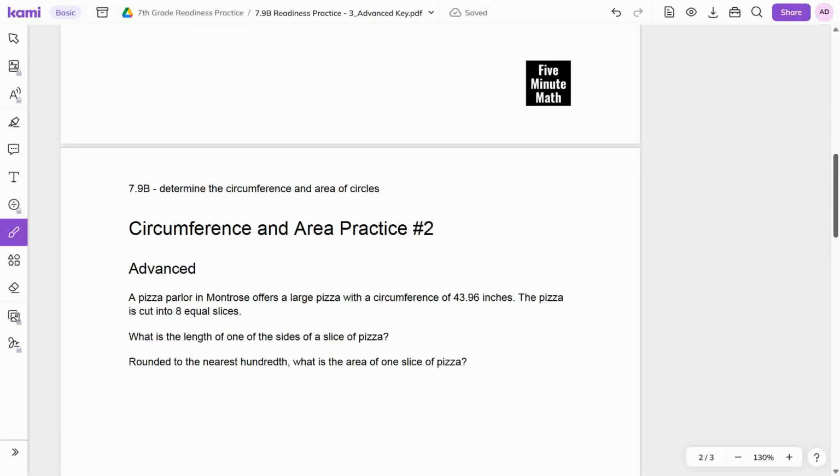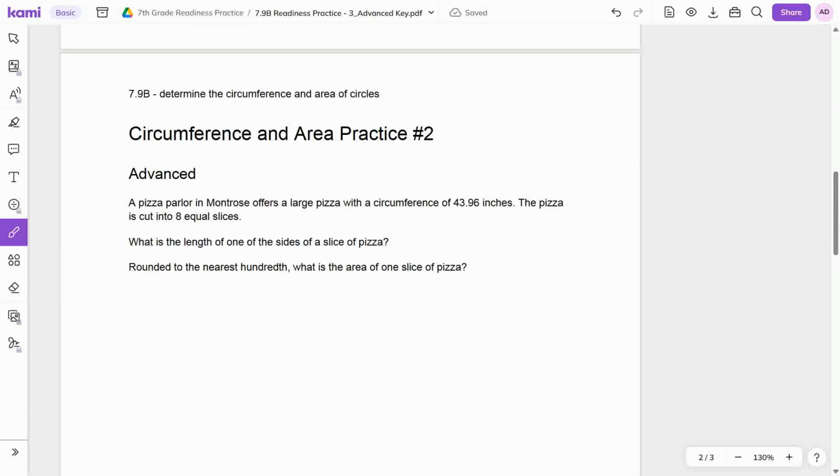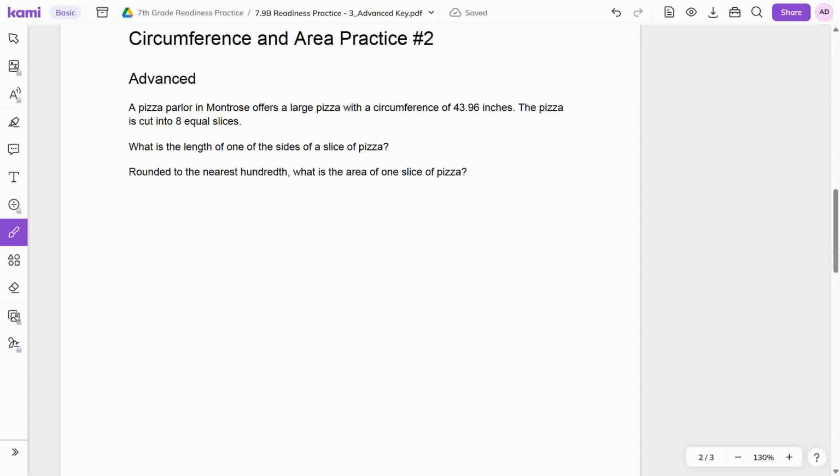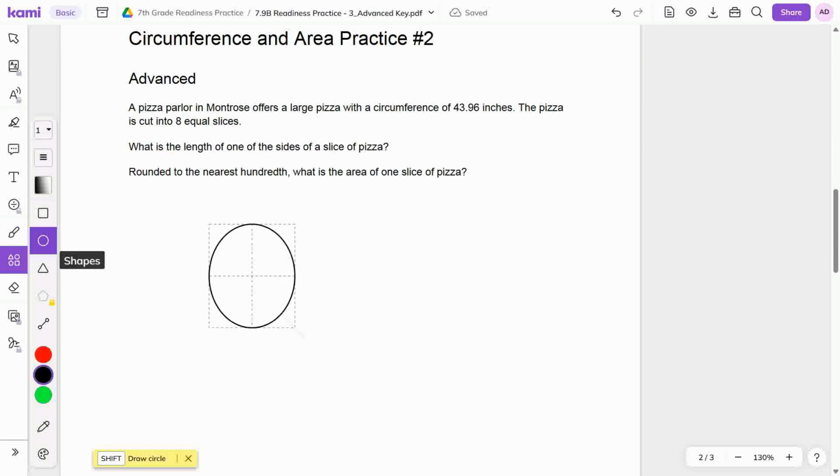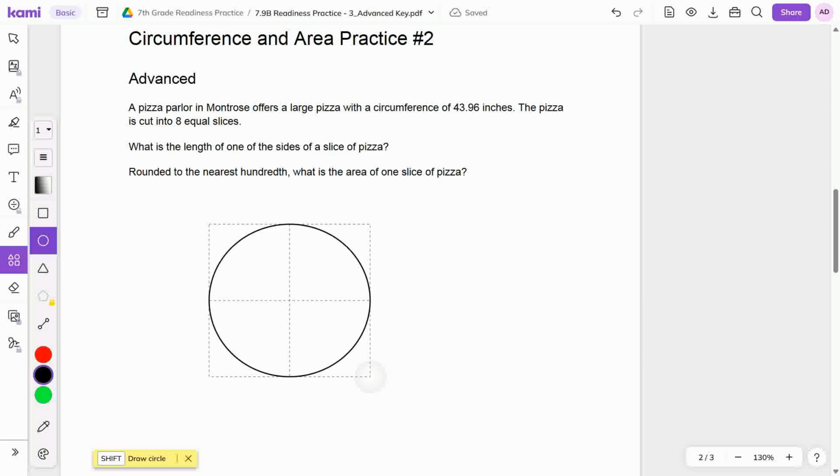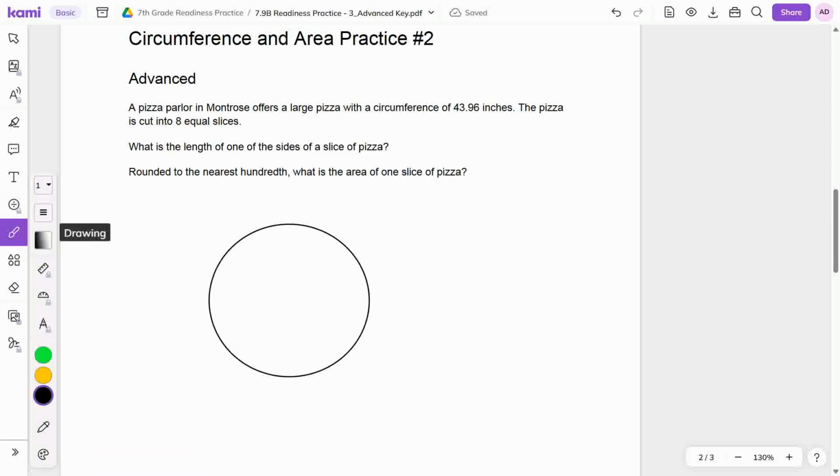So for number 2, we have a pizza parlor, large pizza, and it's got a circumference of 43.96 inches. All right, so let's get another circle here. This is our pizza. It's cut into 8 equal slices. All right, we can do that. So they're just going to give you a horizontal line. They're going to give you a vertical line.